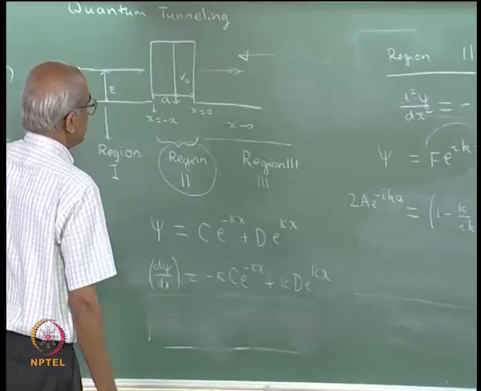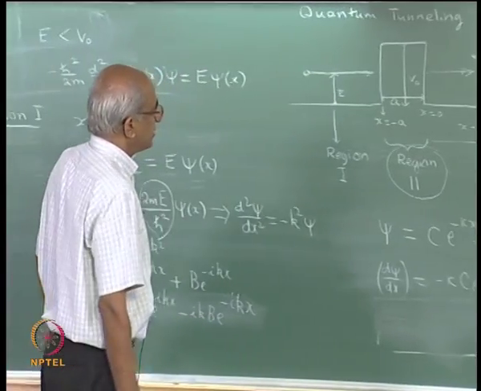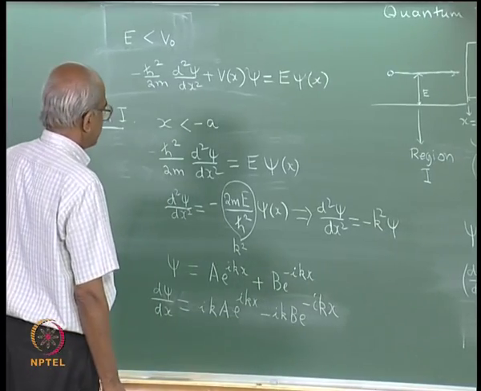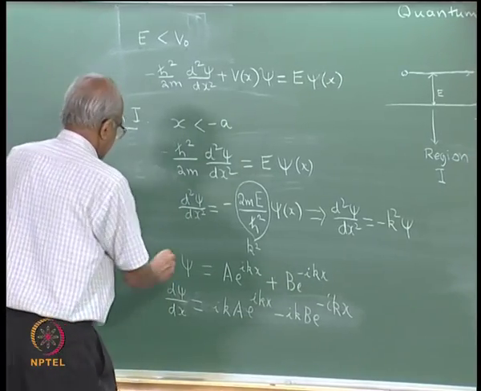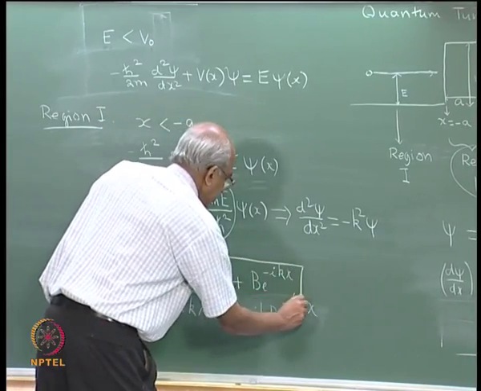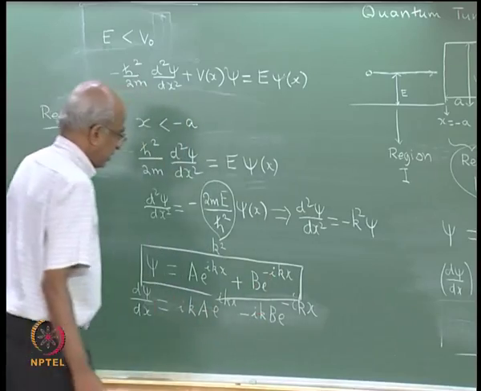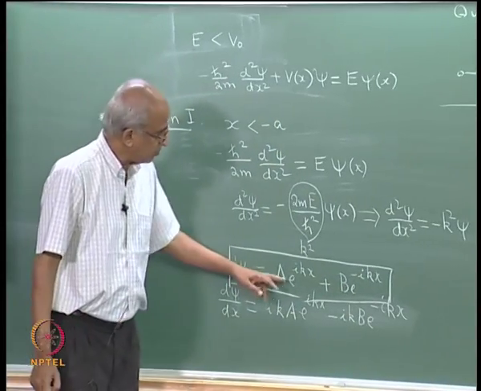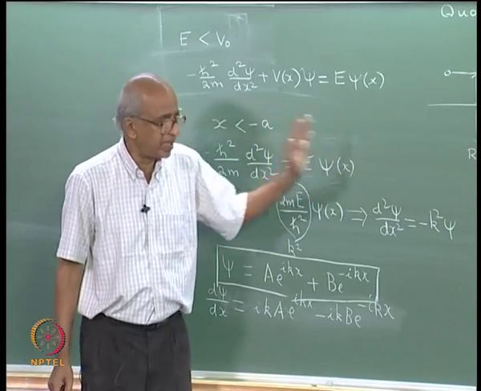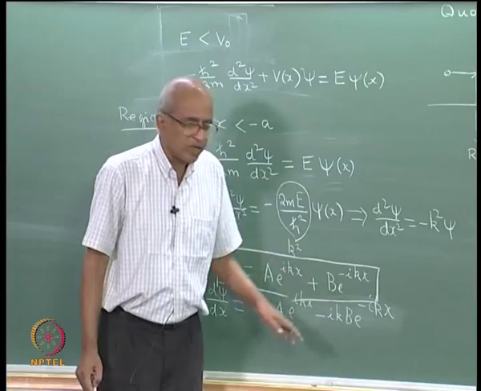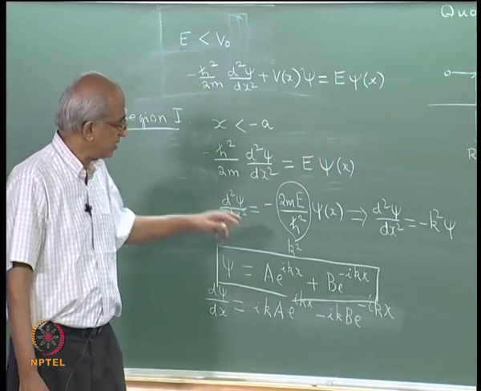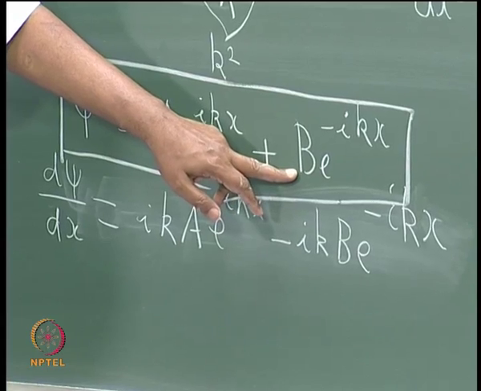Now, if you look at your wave function in the 3 different regions, what are the wave functions in the 3 different regions? In region 1 you have a e to the power of ikx plus b e to the power of minus ikx. This a e to the power of ikx, remember, will represent particles which are moving towards the barrier, and b e to the power of minus ikx will represent particles which are moving away from the barrier, that means particles which are reflected by the barrier.